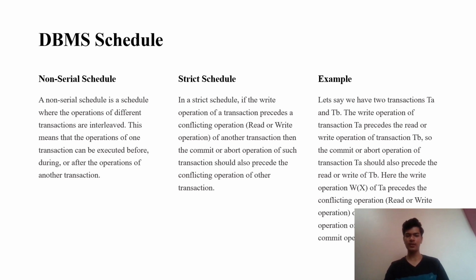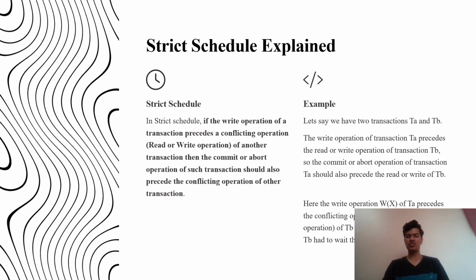Now, talking about strict schedule in non-serial schedule. If the write operation precedes a conflicting operation, read or write, then the commit or abort operation of such transaction should also precede the conflicting operation of the other transaction. Let's see, we have TA and TB. If the write operation of TA precedes the read or write of TB, then the commit and abort should also precede the read and write of TB.